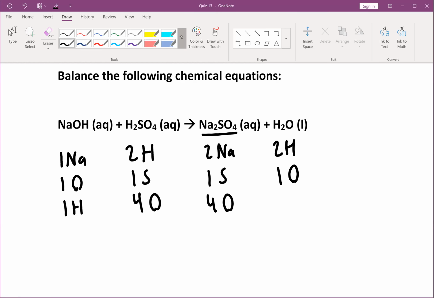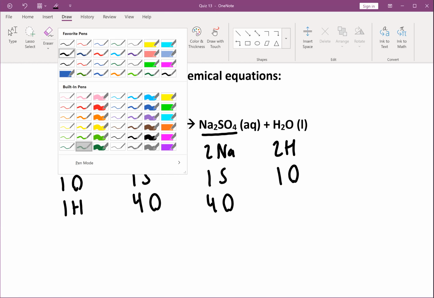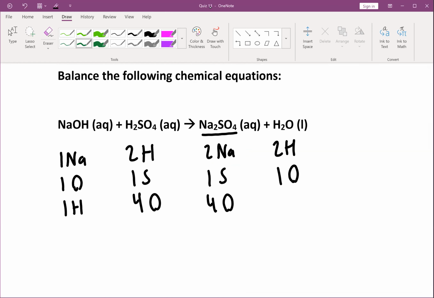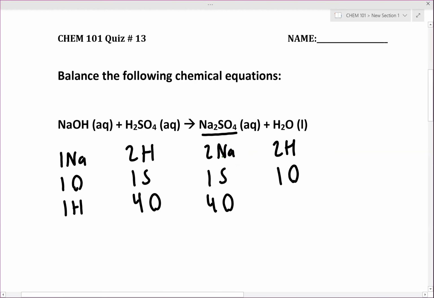Let's start with sodium and let's play a game. So we want 2 sodiums on the right and we want 2 sodiums on the left. Okay, so our goal is to have 2 sodiums.